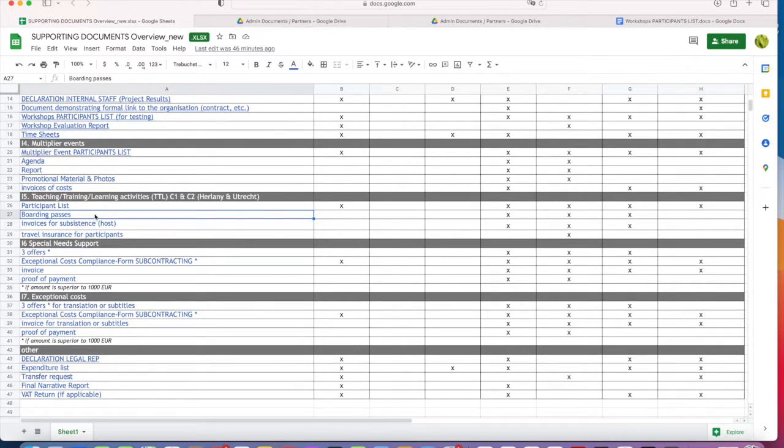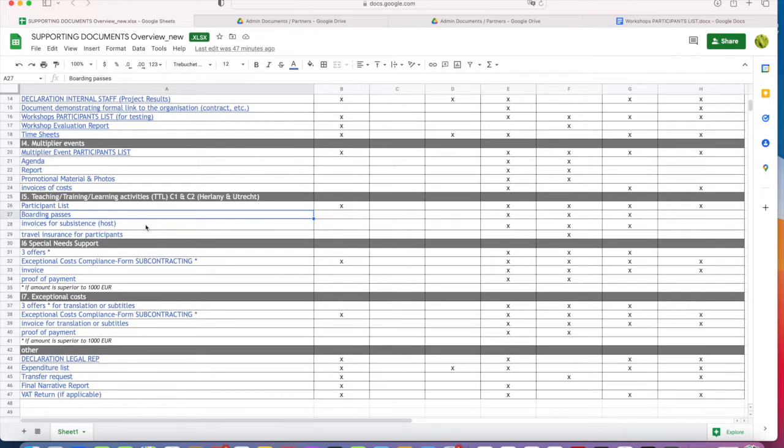The second proof that they were there is, as we had before for the other partner meeting events, the boarding pass. So it is also important that you keep them and send them to us, which is a second proof that that person actually took the plane, for example, to come to that event. And of course, as you know, there are dates on these boarding passes, so this is a second piece of proof.